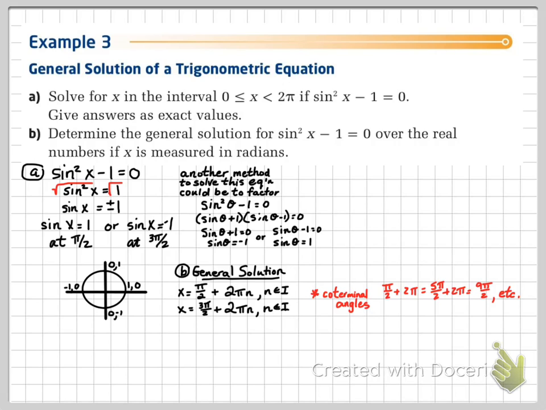So one solution is pi over 2 plus 2 pi n, where n is any integer. And the other answer is 3 pi over 2 plus 2 pi n. Every time you go around the circle 2 pi radians, you're going to get the same point, and it'll be part of your solution. So you need to express all of those as your general solutions.